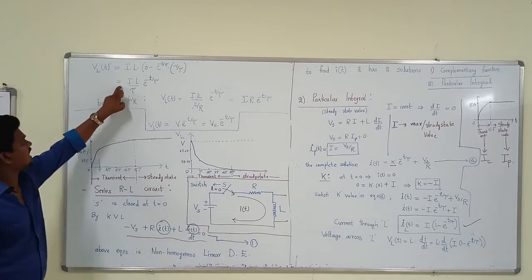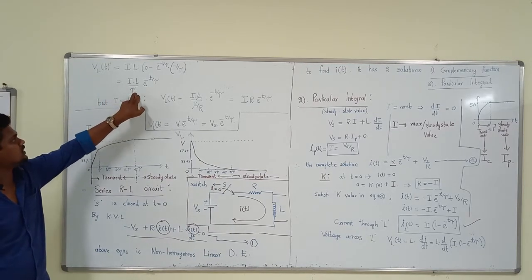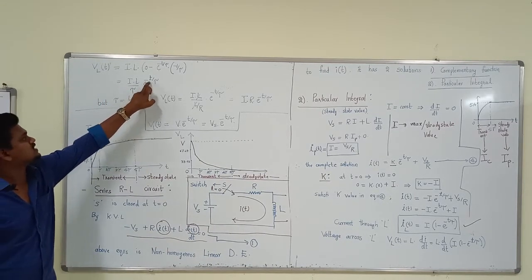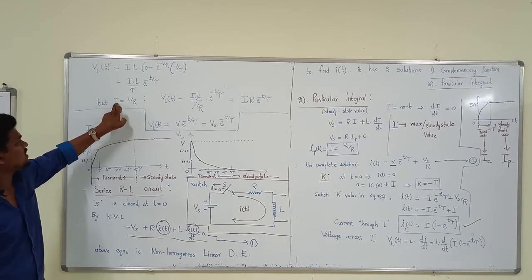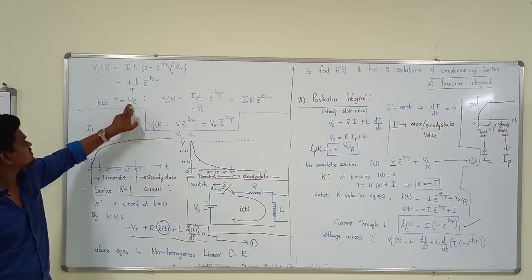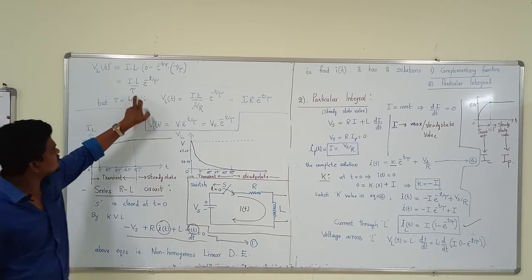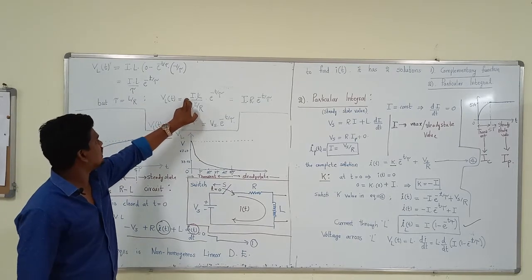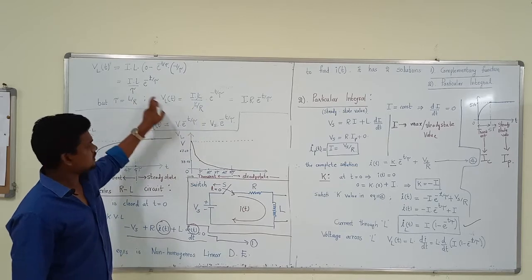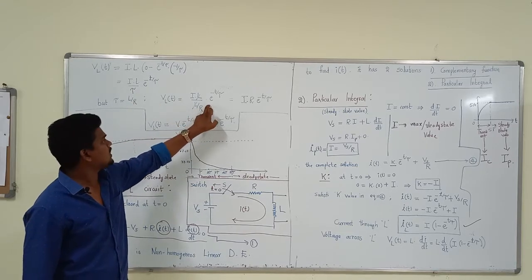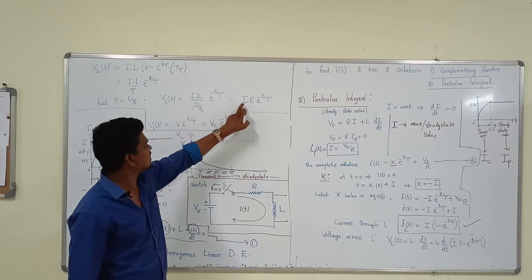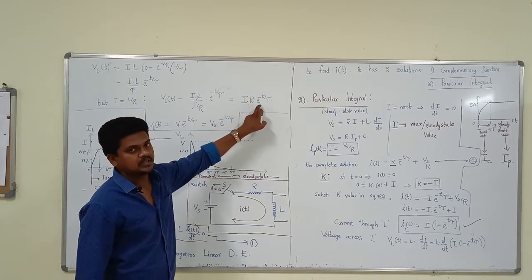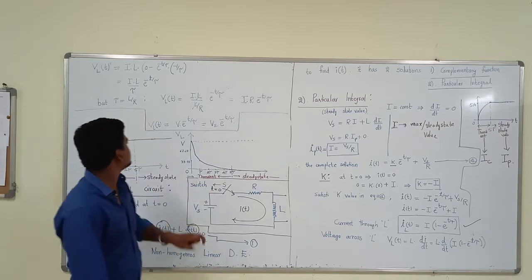Then we will simplify this. Finally, we will get I into L by tau, e power minus t by tau. But for the inductor, the tau value is L by R. Substituting this L by R in this equation, VL of t equals I into L by tau, equals L by R into e power minus t by tau. By simplifying this, finally we get I into R e power minus t by tau, right.